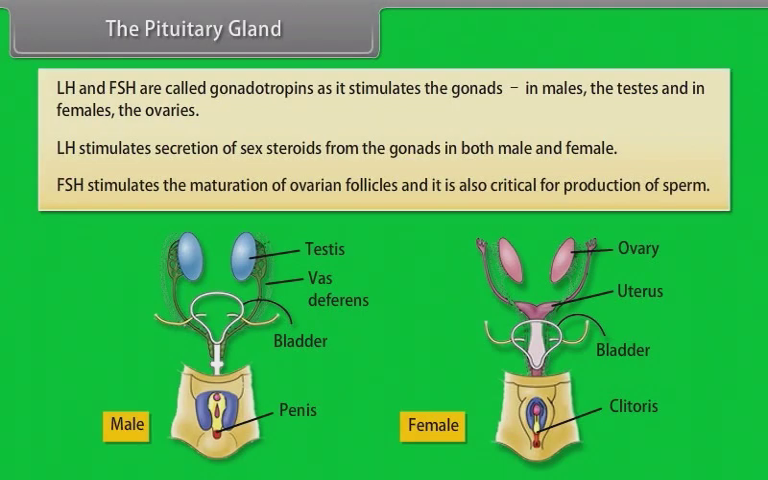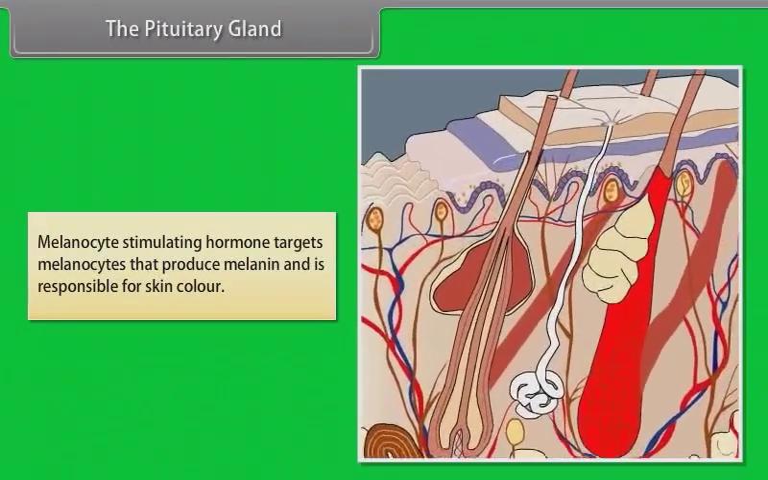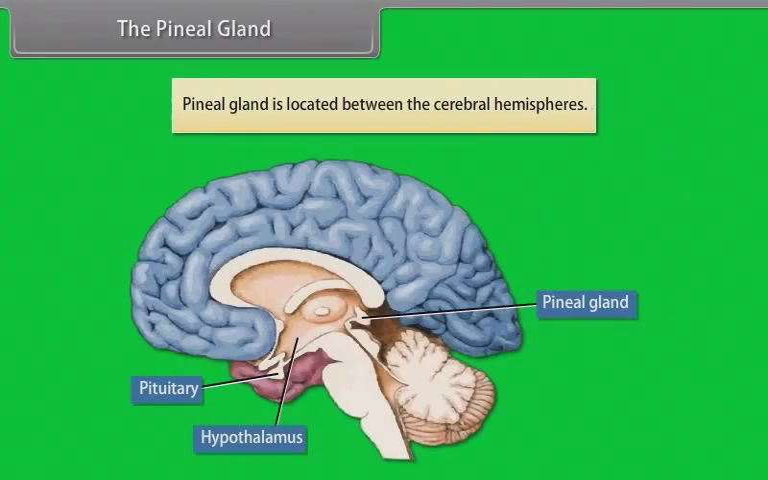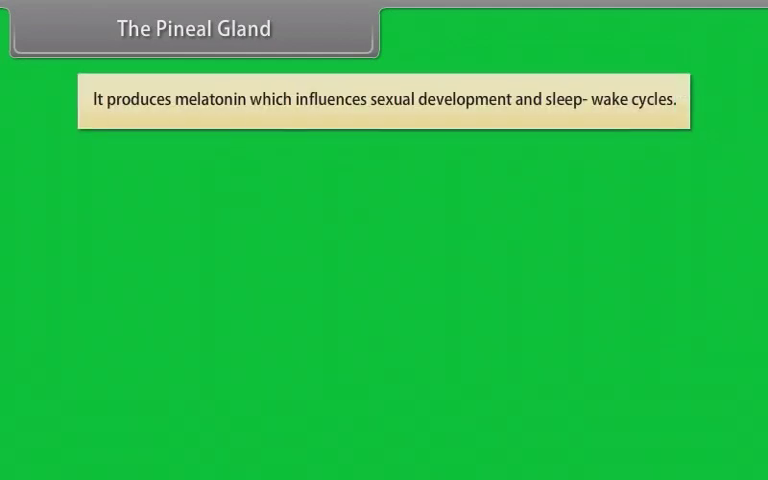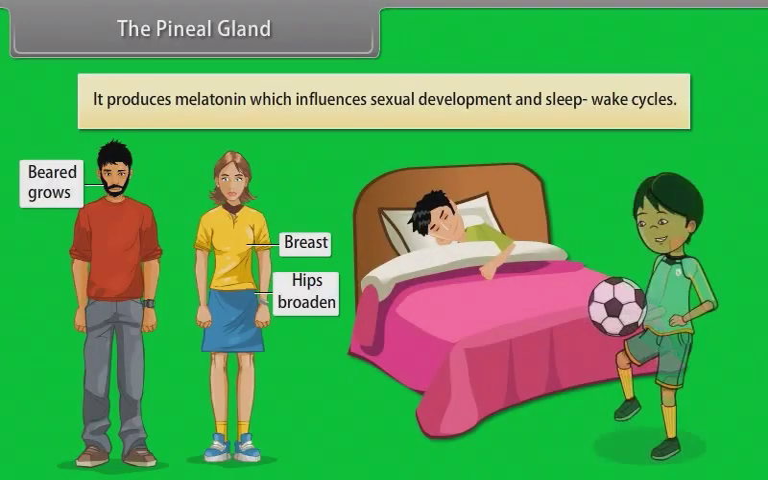FSH stimulates the maturation of ovarian follicles, and it is also critical for production of sperm. Melanocyte-stimulating hormone targets melanocytes that produces melanin and is responsible for skin color. The pineal gland. Pineal gland is located between the cerebral hemispheres. It produces melatonin, which influences sexual development and sleep-wake cycles.